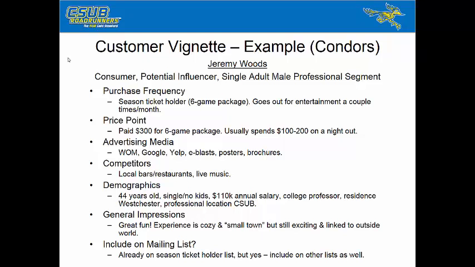And then general impression-wise, I think the Condors are great fun. It's kind of a small town experience, but it still has a connection to the outside world because they're connected to the Edmonton Oilers. And finally, I'm already a season ticket holder, but if the Condors had future offers for individual tickets for games, I would want to be included on the list. So this is what I want your profile to look like when you're done.